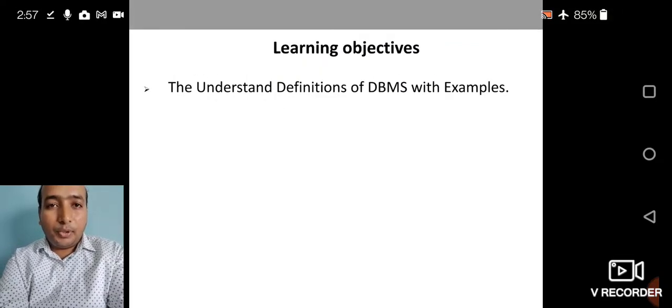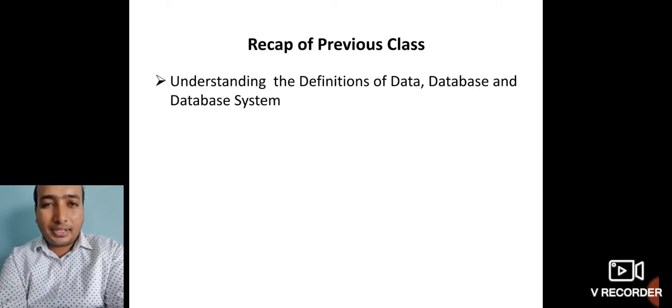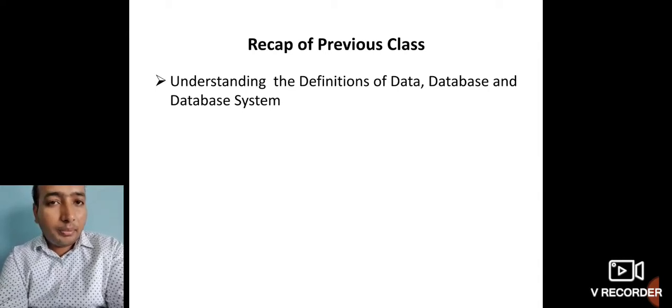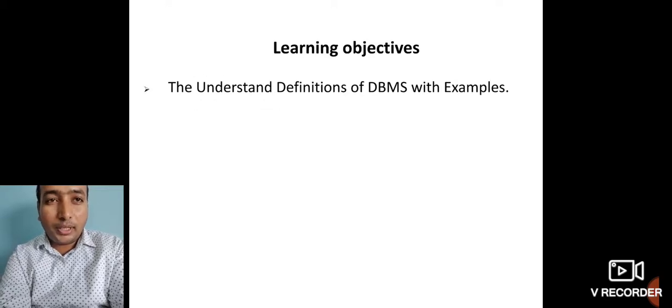Dear students, before moving on to the second session, let us have a recap of our previous class. I think you all remember that in session number 1, we identified the definition of what we mean by data, what we mean by a database, and what we mean by a database system. So with that understanding of our previous session, let us move on to today's session.